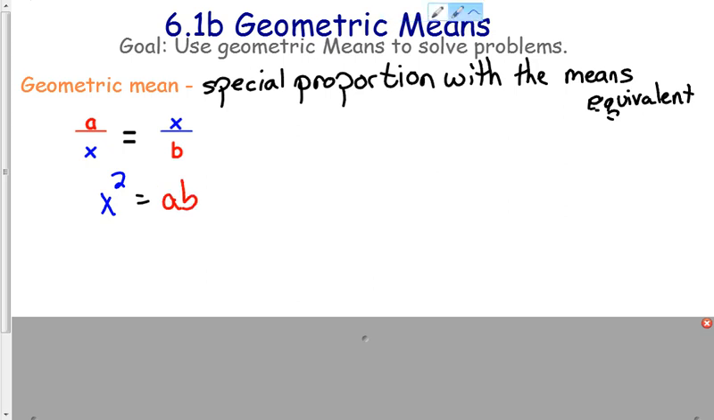Or your book goes as far as to say that x equals the square root of AB. My suggestion is to start with the proportion, because sometimes they'll say this is the geometric mean of. Sometimes they say, 9 is the geometric mean of 3 and what number. Sometimes they say, what is the geometric mean of 3 and this number. I find it easier just to start with the proportion.